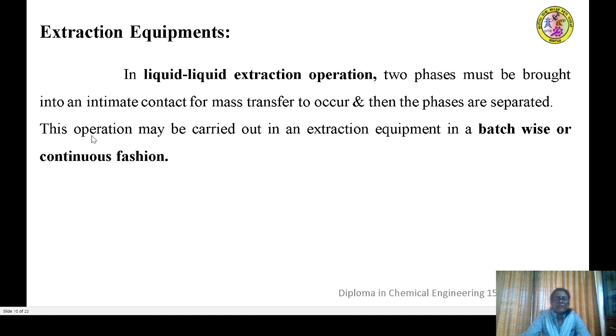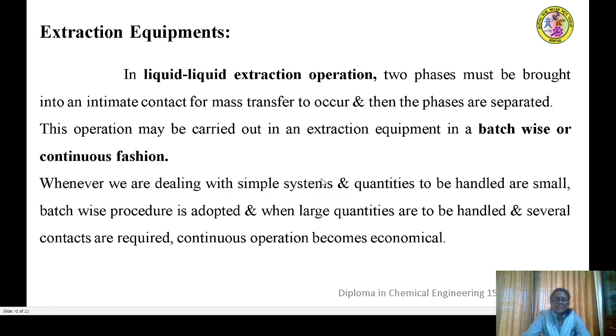Like in any other operation, here also an extraction operation can be carried out in a batch-wise manner or a continuous manner. Accordingly, we have batch type extractors and continuous extractors. So based on the mode of operation, you have two types of extractors. Whenever we are dealing with simple systems and handling small quantities of liquids, you have to go for batch operated extraction equipments. On the other hand, when you want to handle large quantities of liquids, I mean, if it is a large scale extraction operation, then you have to go for a continuous, multiple contact operation. This is how we can select a batch extractor or a continuous extractor.